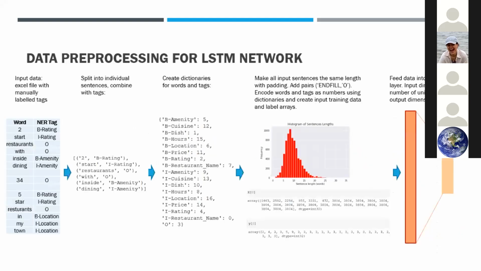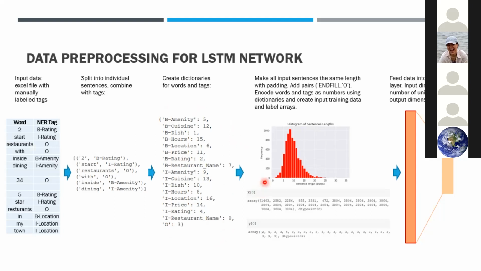So let's quickly review the data pre-processing for the LSTM networks. The data comes as a CSV file, as we have seen, with two columns. Then I split this data into individual sentences and combine it with tags, as we show at this step. Then I create dictionaries. We assign a unique number to each unique word, and we assign a unique number to each unique tag. In this case, you can see 17 NER tags that are all numbered.